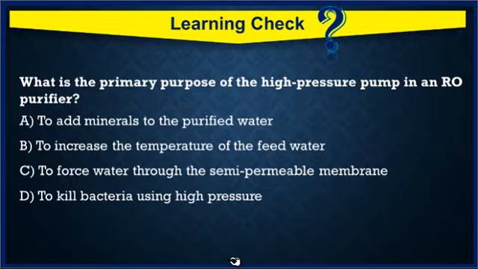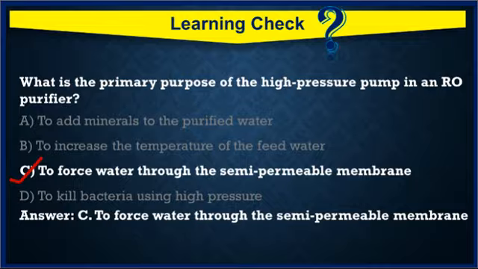Now it's time for the learning check. Read the question displayed on your screen and think of its correct answer. What is the primary purpose of the high pressure pump in an RO purifier? A. To add minerals to the purified water. B. To increase the temperature of the feed water. C. To force water through the semi-permeable membrane. And D. To kill the bacteria using high pressure.